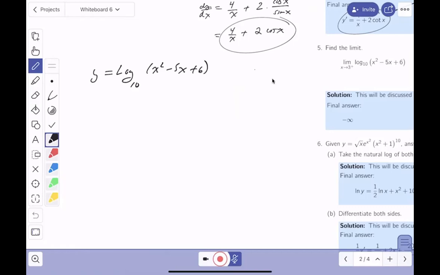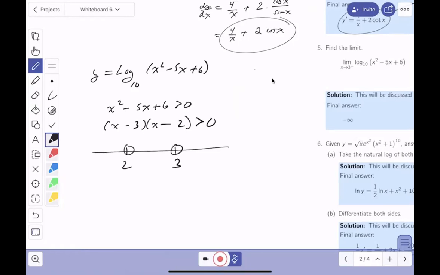And this is y. And I'll put the domain down for you. And part of the domain is, I'm going to say, x squared minus 5x plus 6 must be greater than 0. And this would be x minus 3 and x minus 2. So I get, what do I get there? That right? Yeah, that's right. So I get 2 and 3.